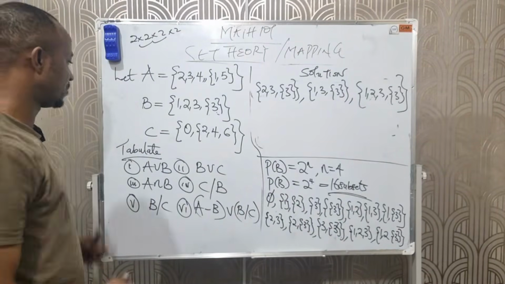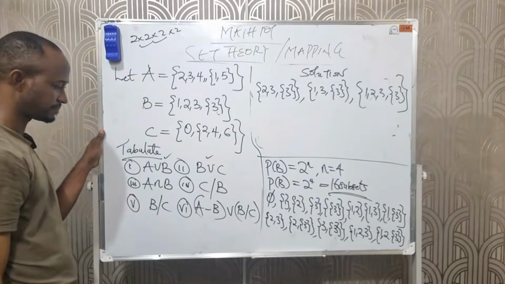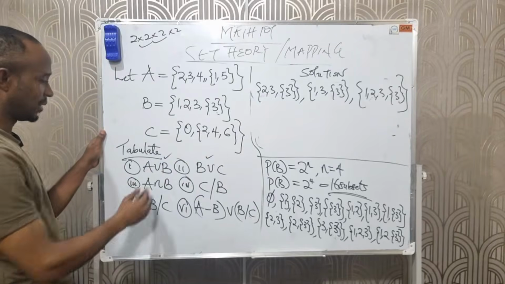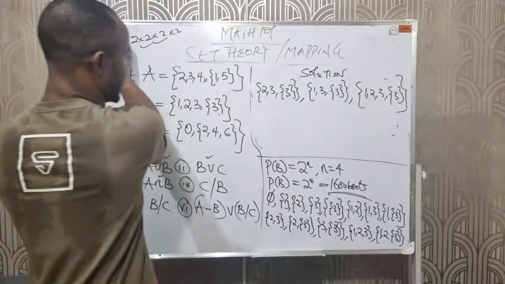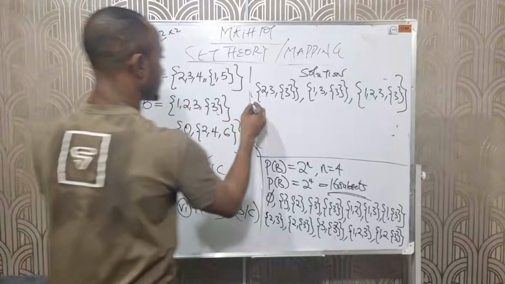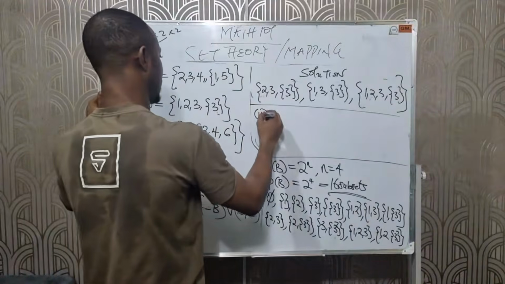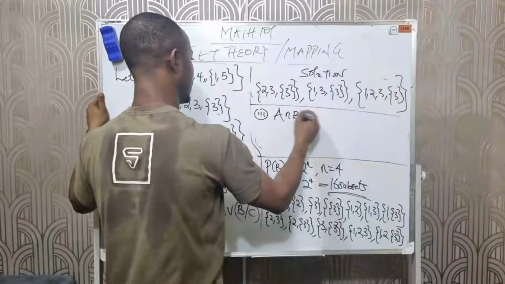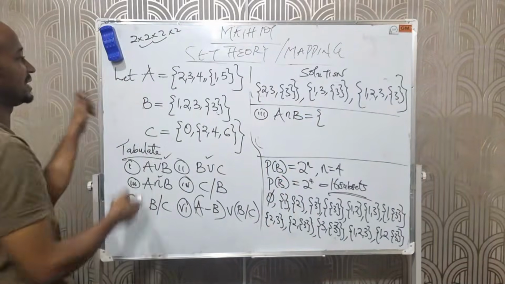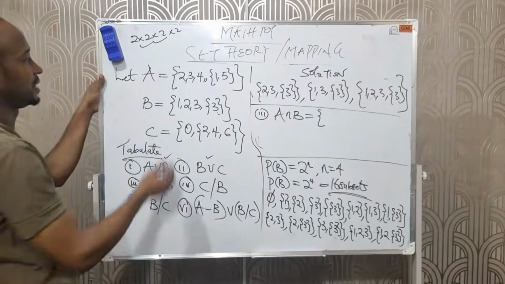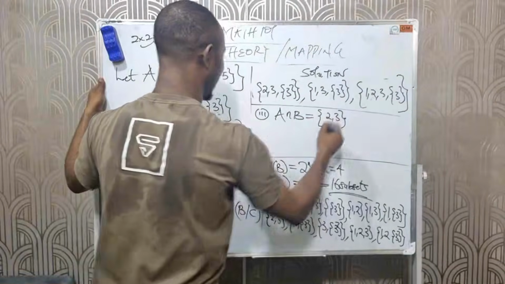Now let's proceed. We have done A union B. We have seen B union C. And we have seen A intersection B. Let me repeat that again. For A intersection B, between A and B, what is their intersection? What is common between them? It's just 2 and 3, right? 2 and 3. I think we have done it before.